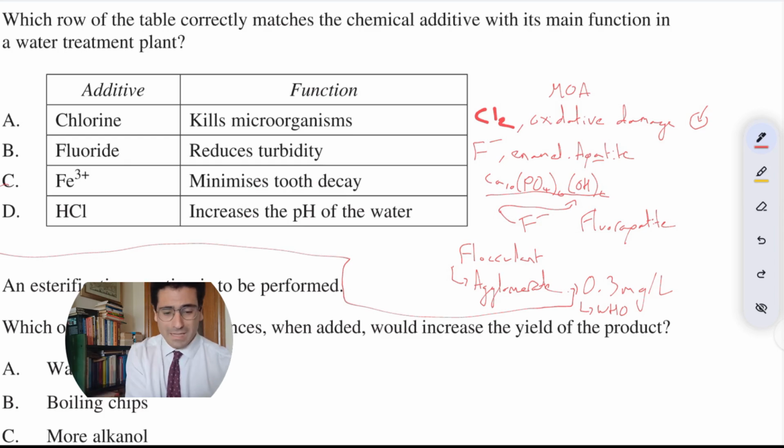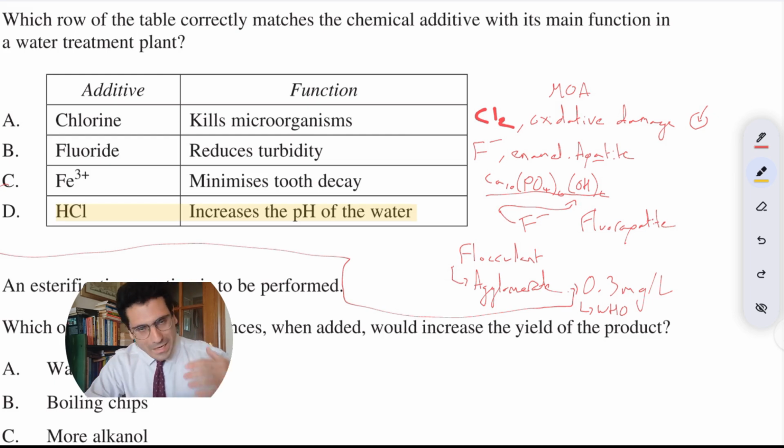Finally, we have the easiest part of this entire question, which is almost offensive. We have that hydrochloric acid increases the pH of water. We know that increased pHs are basic or alkaline, and we know that hydrochloric acid, as the name suggests, is an acid. Therefore, it would in any case decrease the pH of the water if it were an additive.